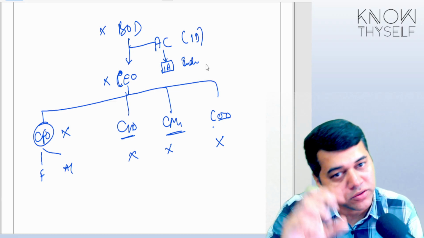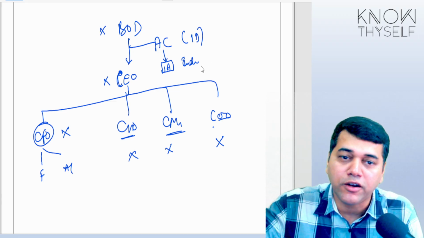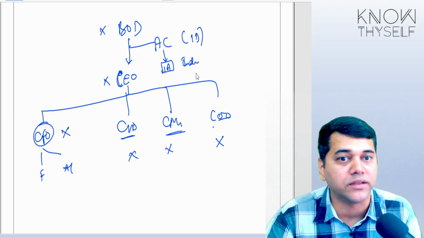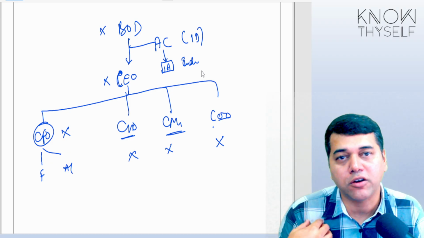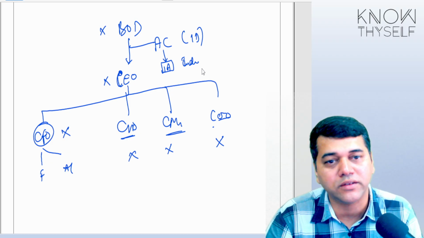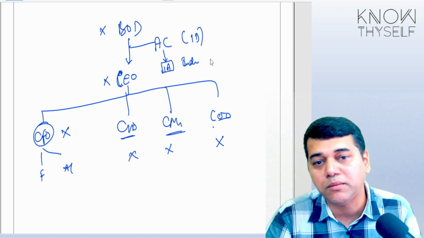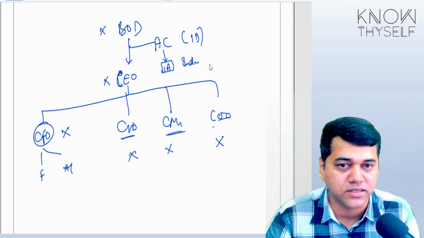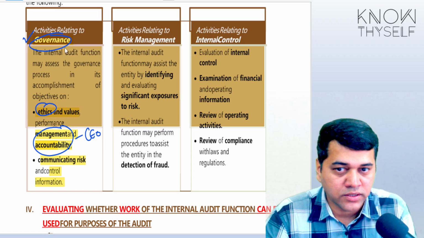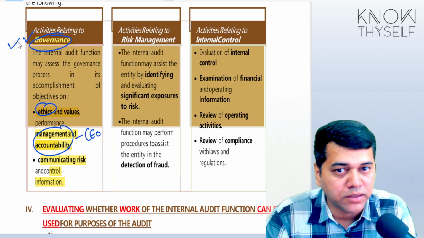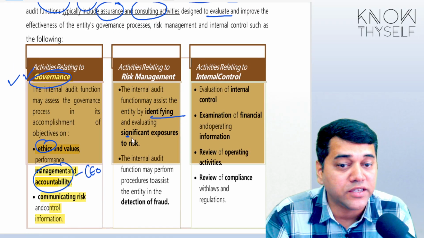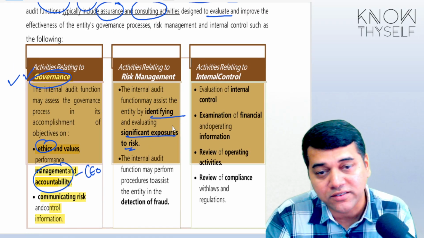This is how they brought it, because they understood that a lot of frauds were not detected. What they lacked was objectivity. It's not that they lacked competence. As I said, internal auditors are our family members only. Both are CS. But the moment they enter as an internal auditor, they lack objectivity. They become biased. So this is one of the tasks entrusted to them. Then activities related to risk management, like identifying significant exposure to risk. So this task is also given to them.